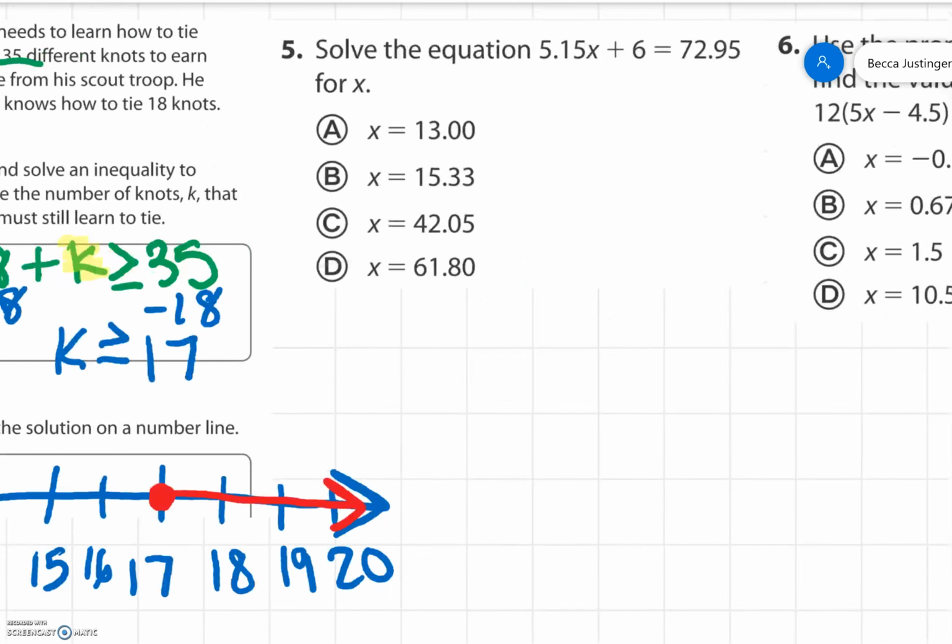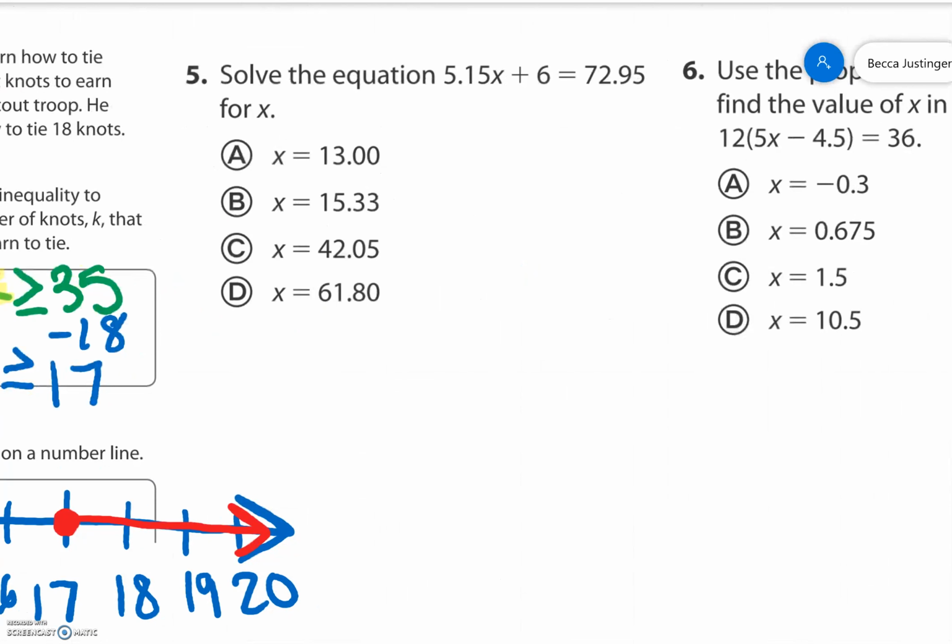Number 5. Solve the equation 5.15x plus 6 equals 72.95. Okay, we're trying to get x by itself. I need to get rid of the 5.15 and the 6. So I need to get rid of the 6 first because we work farthest away. So I subtract 6 from both sides. Cancels out on the left.